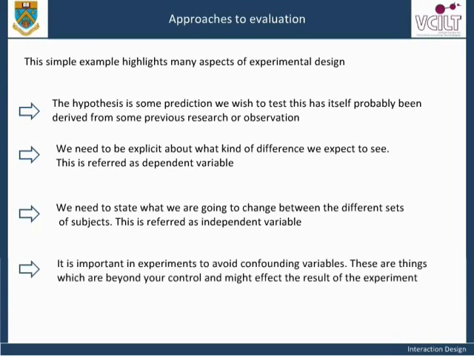Finally, it is important in experiments to avoid confounding variables. These are things which are beyond your control and might affect the result of the experiment, and should therefore be avoided. In this case, the fact that most users of computers currently use mice rather than trackpads could be a confounding variable, as the subjects would be more experienced with a mouse, and so probably quicker by default. In order to remove this confounding variable, we could select only novice computer users for the experiment.